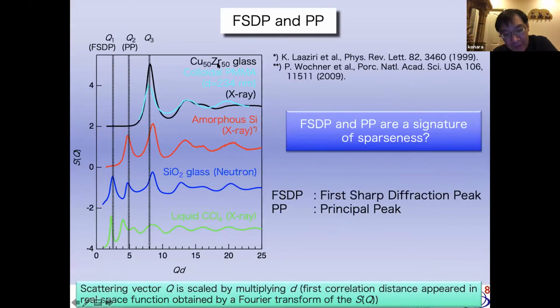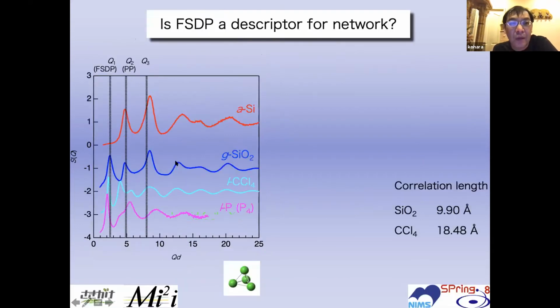Dense random packing and molecular liquid network glass, this is a fully 4-fold network, but this glass has chemical contrast. Silicon is fourfold, oxygen is twofold. So they are very different network motif. So this is okay, just this is very general argument.